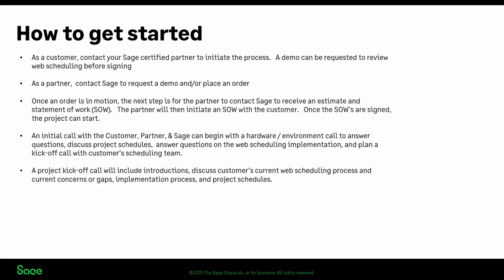Then once that order is in motion, the partner will contact Sage to receive an estimate and the statement of work. Then you initiate the SOW with the customer, and then we can get started. As our partners become more familiar with web scheduling and the implementation, or parts of it, that SOW can reflect that. But if expert services is engaged, you're looking at 48 hours typically in those SOWs.